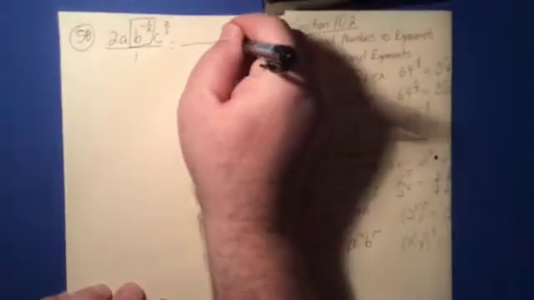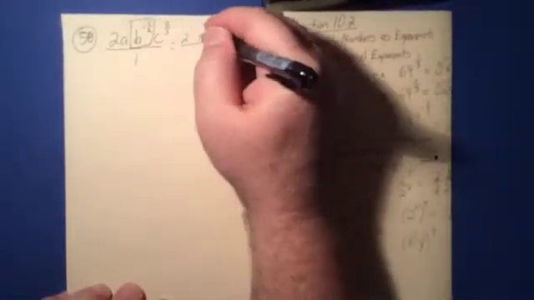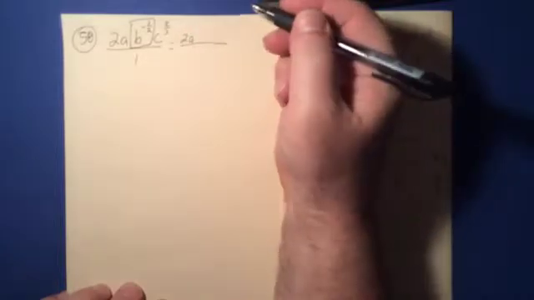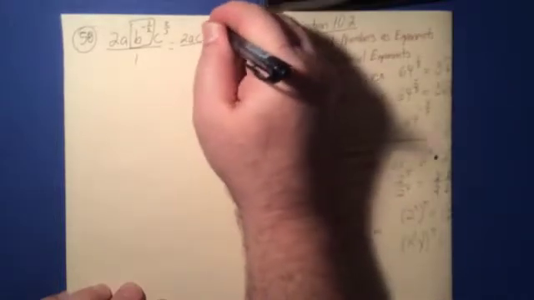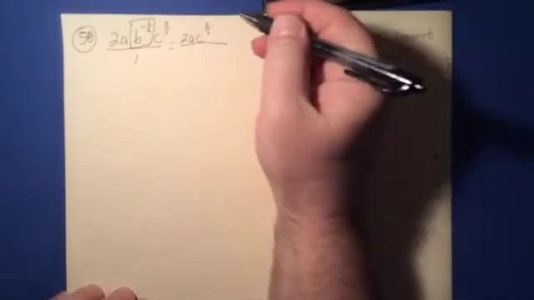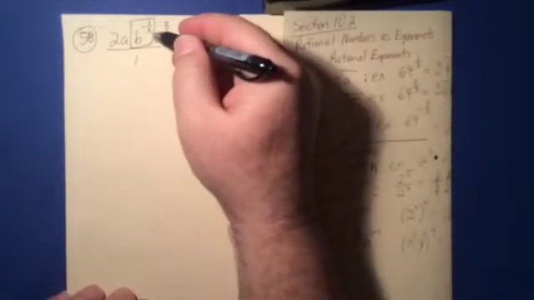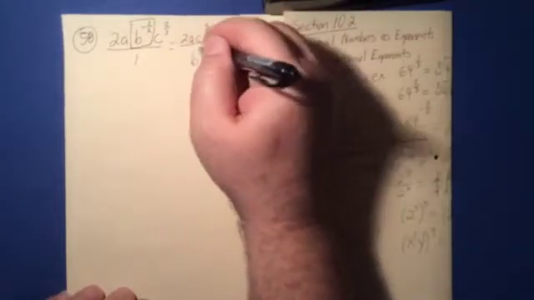So when I rewrite the top here, I'm going to leave the 2 in the same place, the a in the same place, the c to the 2/3 in the same place. But when I move b to the negative 1/2 to the bottom, I'm going to write it as b to the 1/2, and I'm done. That is now as simplified as I can write that.